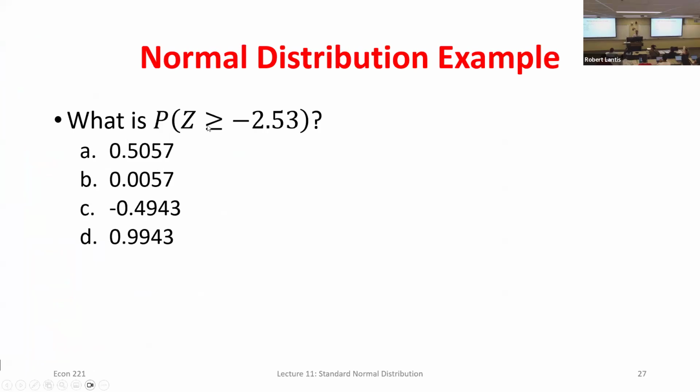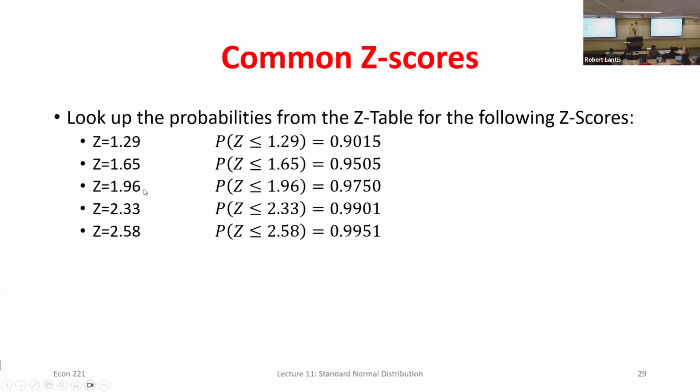So if I know the probability of being greater than negative 2.53, what's the probability it's less than? Well, this is the value that I just directly got from the table. Kind of nice and easy. So some common Z-scores we're going to see pop up, especially next class when we start talking about confidence intervals, is going to be this set of values. Why? Well, notice what these are close to: 90%, 95%, 97.5%, 99%. These are benchmark values that we see pop up a lot when we start talking about hypothesis testing and confidence intervals. Okay.